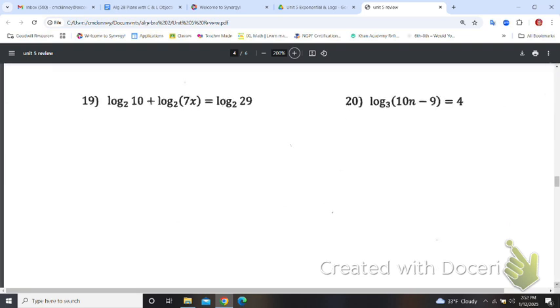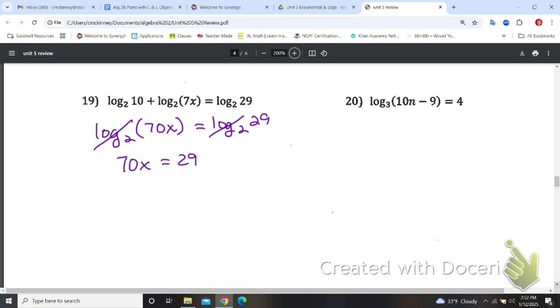So this is another one I would condense first. So if I condense this, that means I'm going to multiply. 10 times 7x would be 70x. And then over here, this would just stay the same. Now I can drop my logs. And then 70x, when I drop the log, the base goes with it. Divide by 70. And as ugly as that is, that's the answer, 29 over 70.